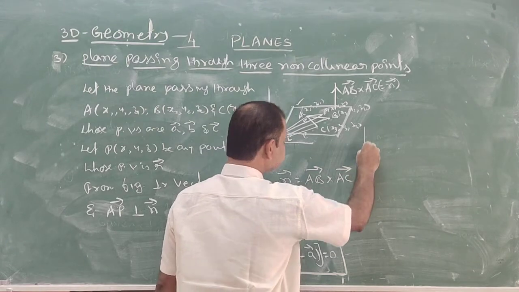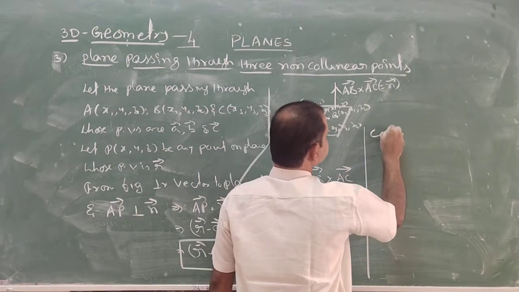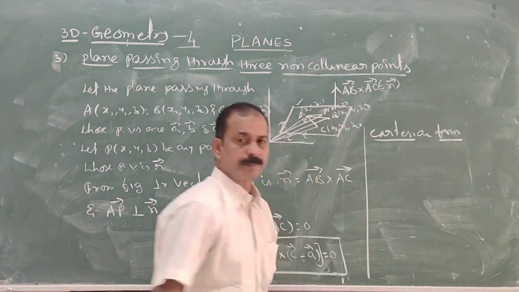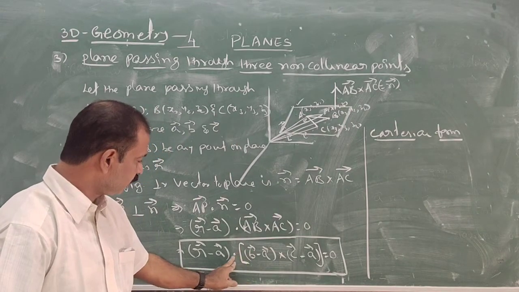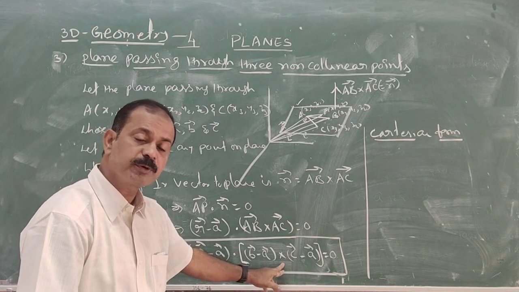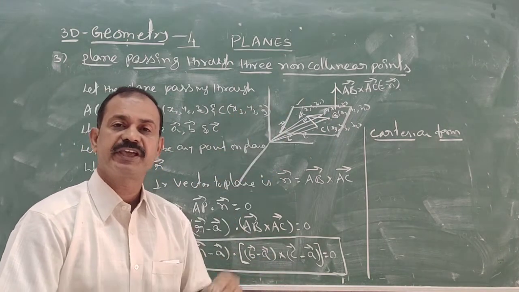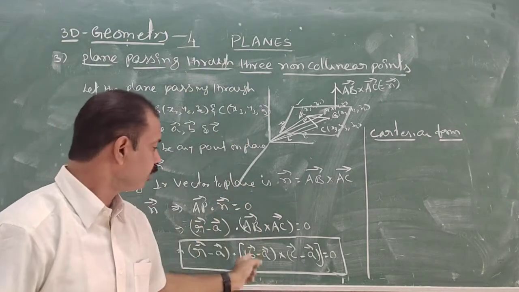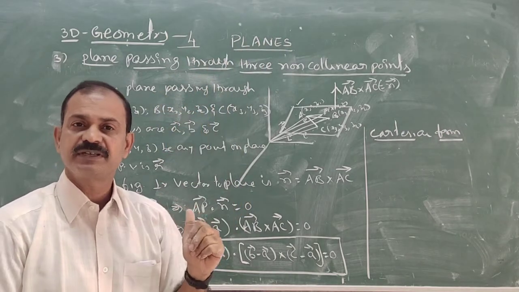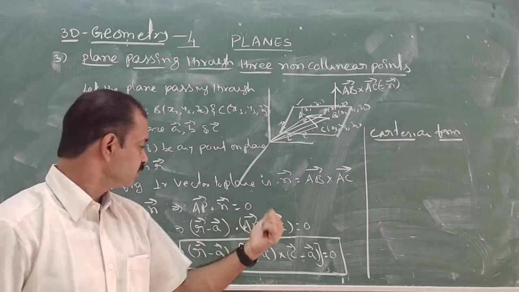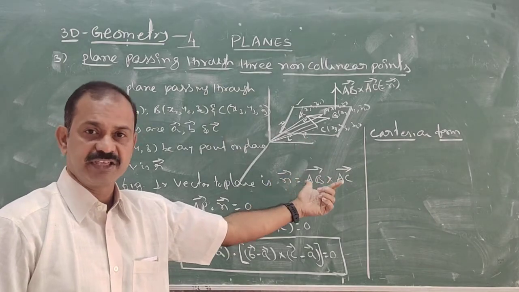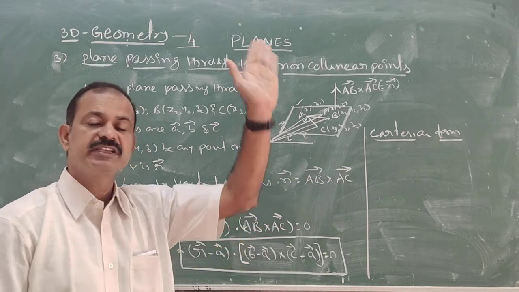Now how to do it in the Cartesian form? In Cartesian form, dot product is there, cross product is there. When dot product and cross product are there, this is a scalar triple product, which is nothing but a determinant. Scalar triple product is removed from the syllabus, even then I have taught it to you, so we have the idea. Scalar triple product is nothing but a determinant.